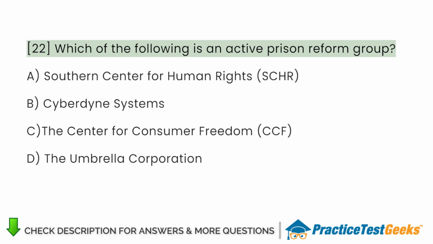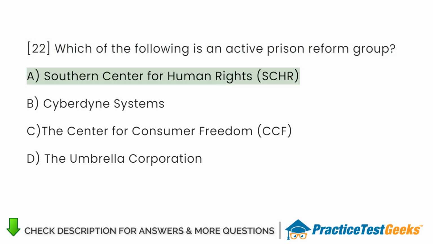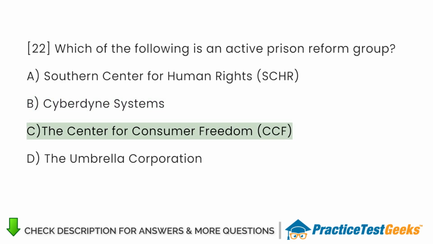Which of the following is an active prison reform group? A. Southern Center for Human Rights, SCHR. B. Cyberdyne Systems. C. The Center for Consumer Freedom, CCF. D. The Umbrella Corporation.